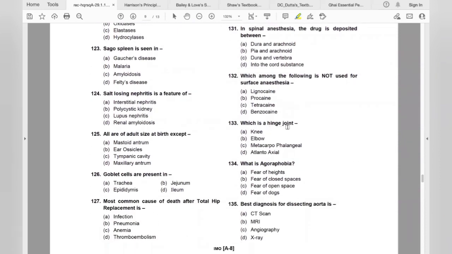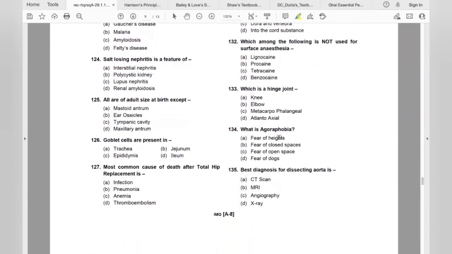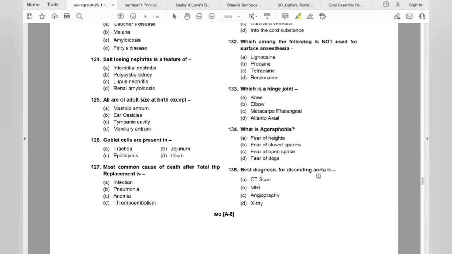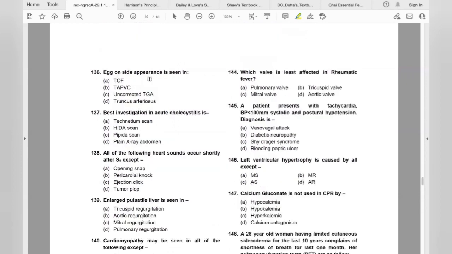Which is a hinge joint? So hinge joint is elbow. What is agoraphobia? So agoraphobia is fear of open space. Best diagnosis for dissecting aorta is MRI. But please do check this one. So MRI or angiography. So here they have given B, MRI. So please check. Egg on side appearance is seen in uncorrected TGA.